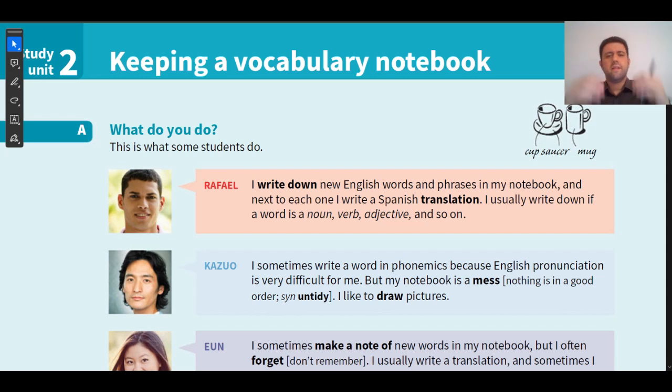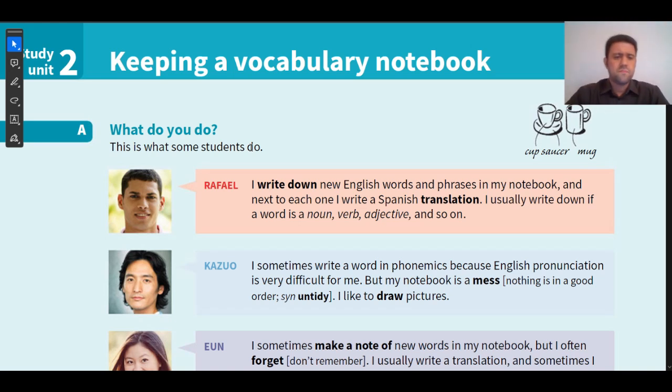As you all know, in this series of videos, we are going to talk about English vocabulary use, pre-intermediate and intermediate level. In this specific video, I'm going to cover the second unit of this book. So let's get started. This is what some students do. This unit is about how to keep a vocabulary notebook and how to organize new words and vocabulary.